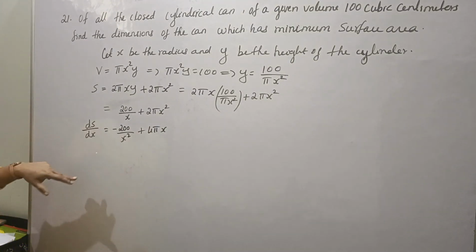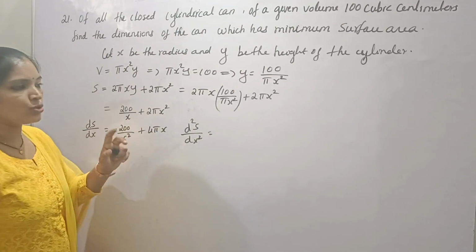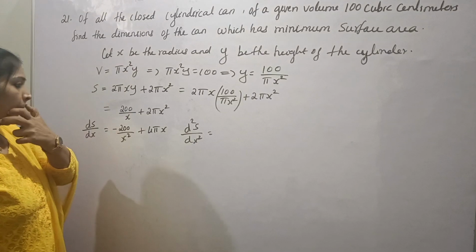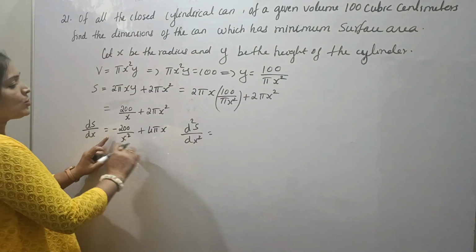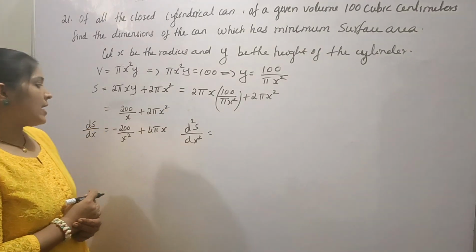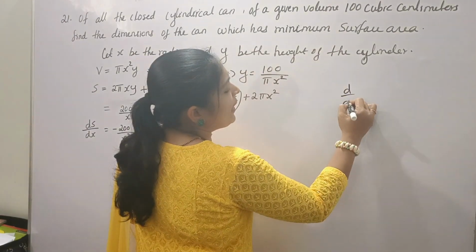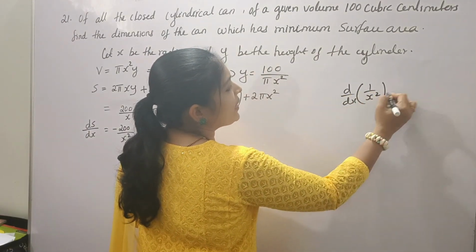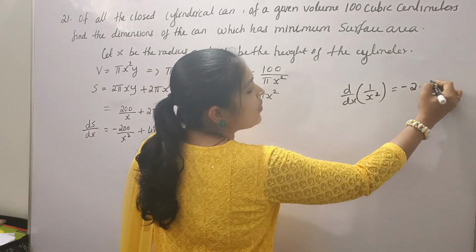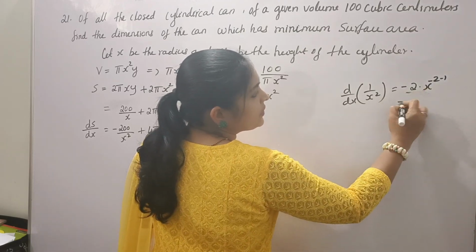Okay, then next let's find d square s by dx square, the second derivative. We should get greater than 0 for minimum. Okay, we should get greater than 0. Okay, so here 200 minus 200 into 1 by x square. The derivative of 1 by x square is minus 2 by x cube, right? That is, d by dx of 1 by x square is minus 2 into x to the power minus 3. Okay, that's all.